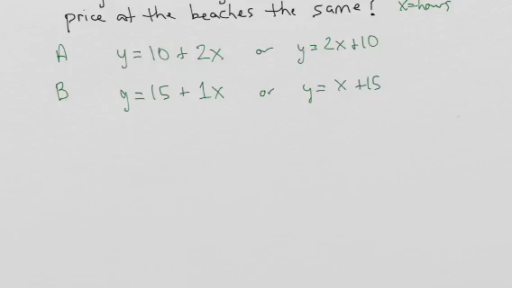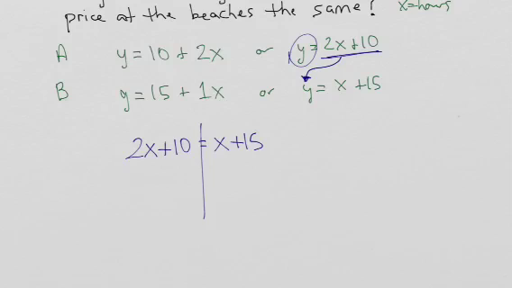Well, you could use substitution. Anytime you have one of them that's been solved for x or y, substitution is your best method. So what that means is the 2x plus 10 should substitute in any other place where you see a y. So that would go there. So the second equation now becomes 2x plus 10 equals x plus 15. Solve.